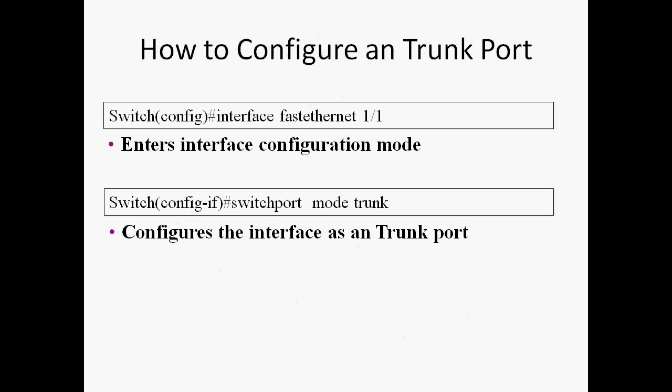From switch config, which is global mode, we go to interface FastEthernet 1/1, which enters the interface configuration mode. In that mode we give switchport mode trunk, which configures the interface as a trunk port.